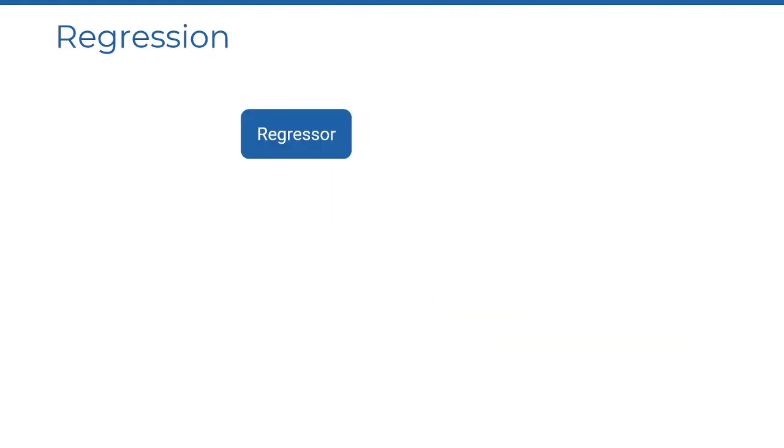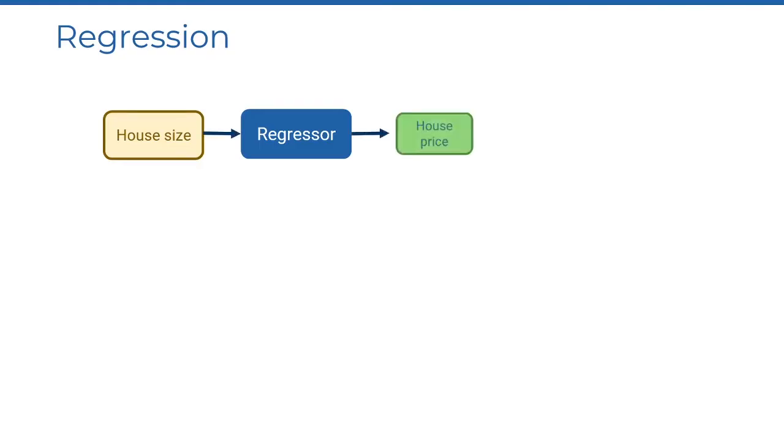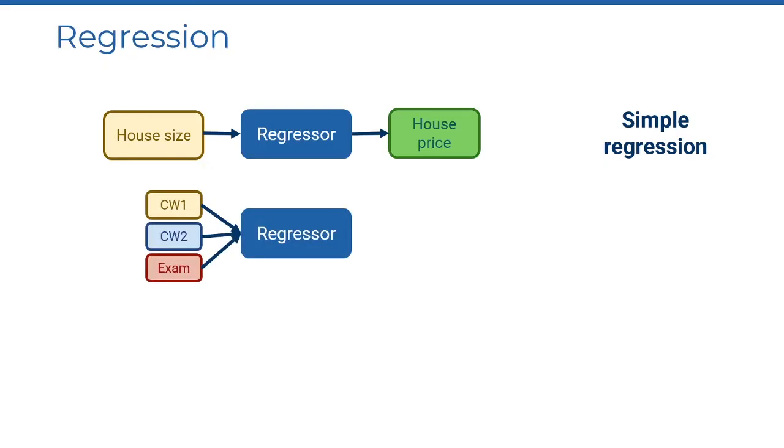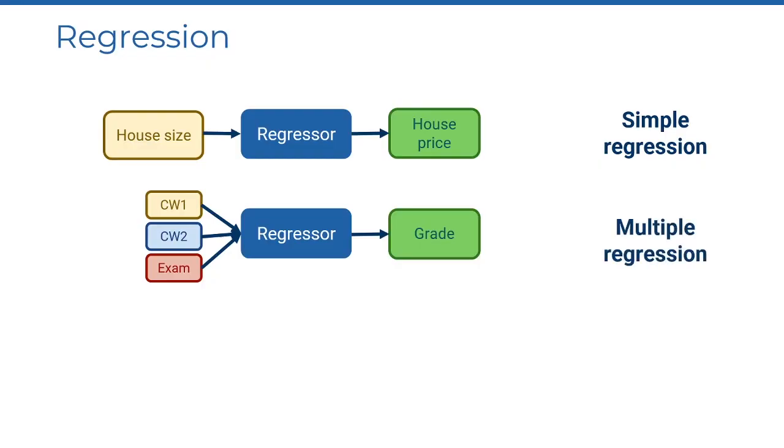So, some examples of regression. For example, given the size of the house, predict the price of the house. This is called simple regression. There's one variable as the input and one variable as an output. You can also have another task with multiple inputs and predicting an output. So this was an example from earlier. That was actually a regression task. Here, this is called multiple regression, where you have multiple input variables and one output.